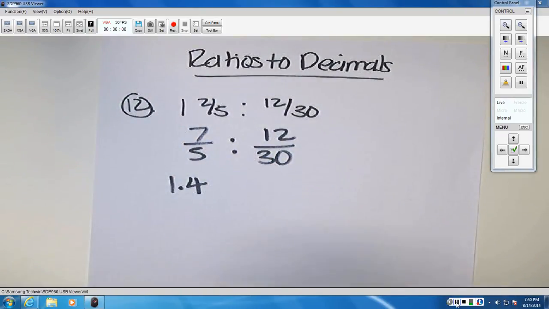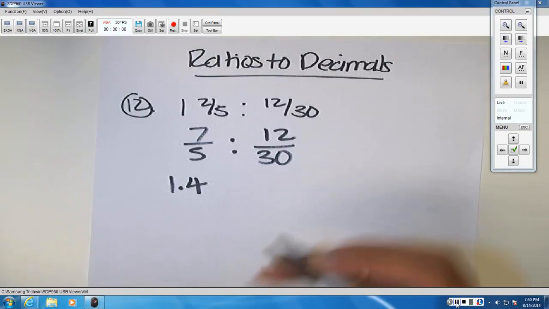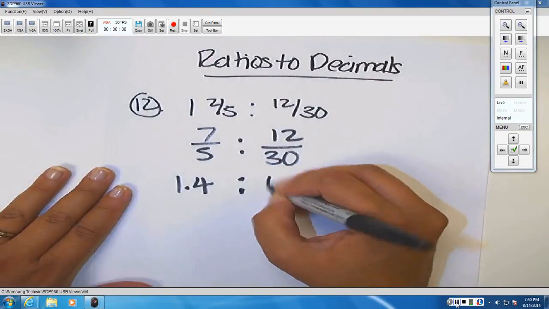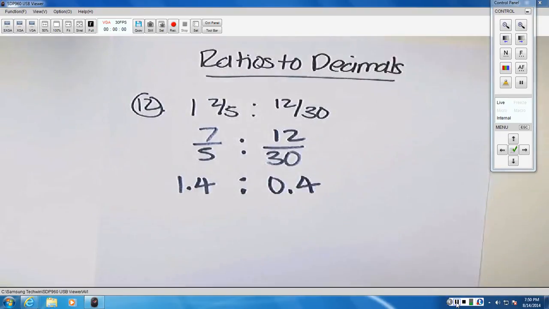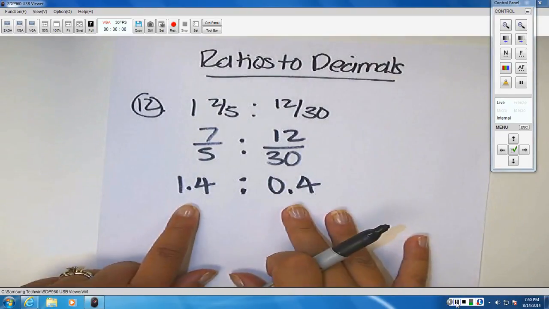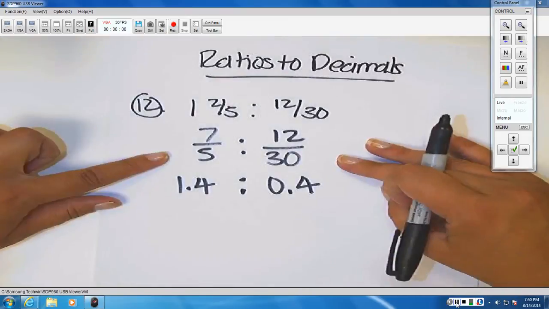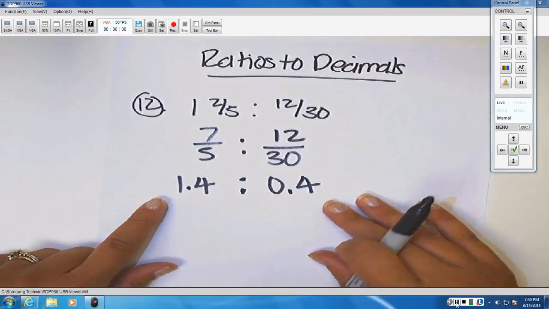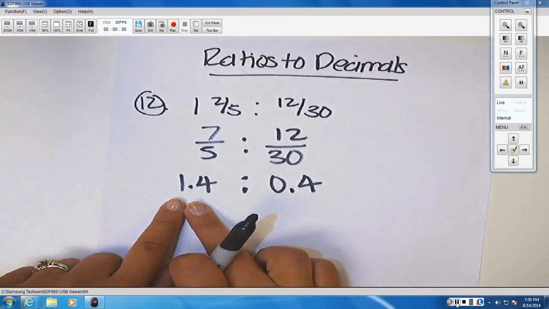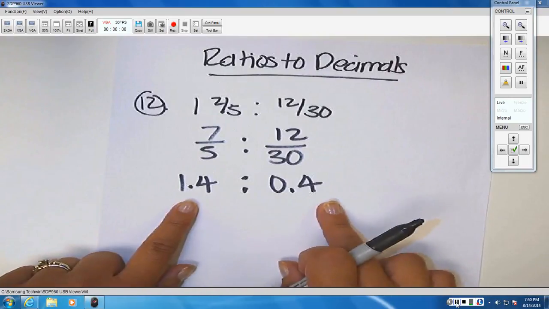Yeah, 1.5. And then we're going to take 12 divided by 30. And that gives me 0.4. Okay, so this is now our new ratio with decimals. So we were able to get rid of those fractions, turn those fractions into decimals. So our new ratio is 1.4 is to 0.4.